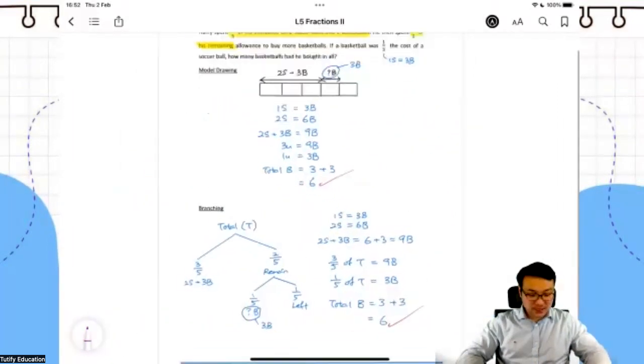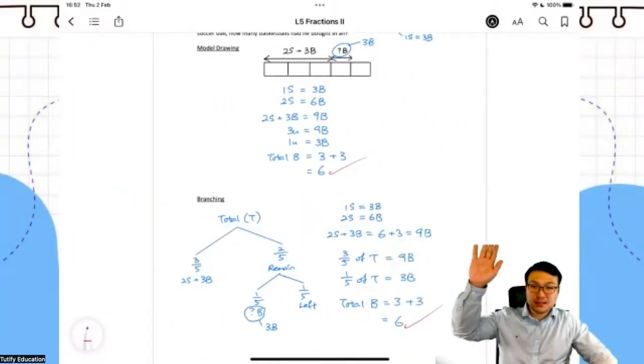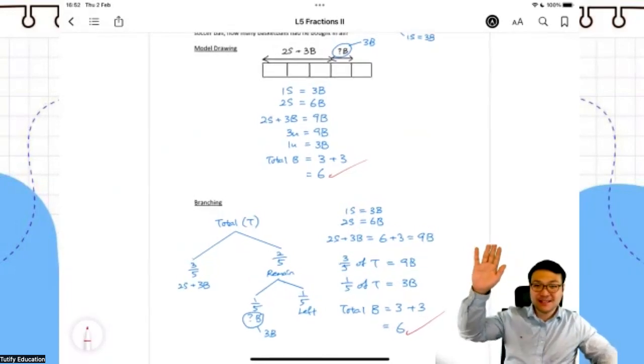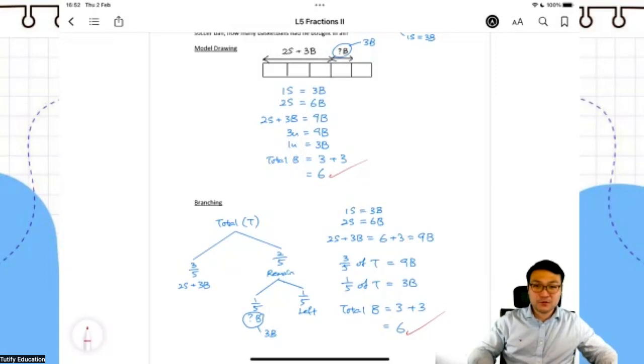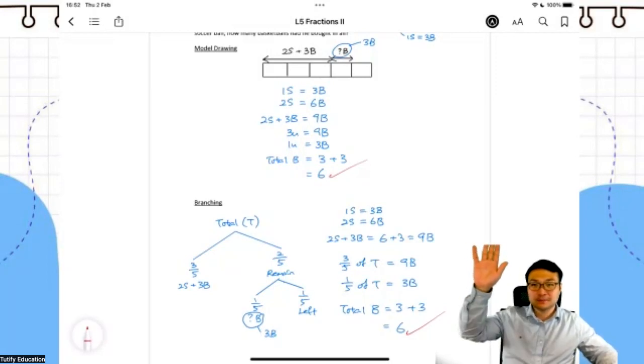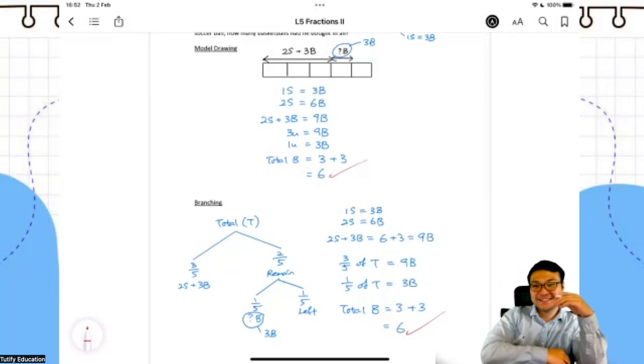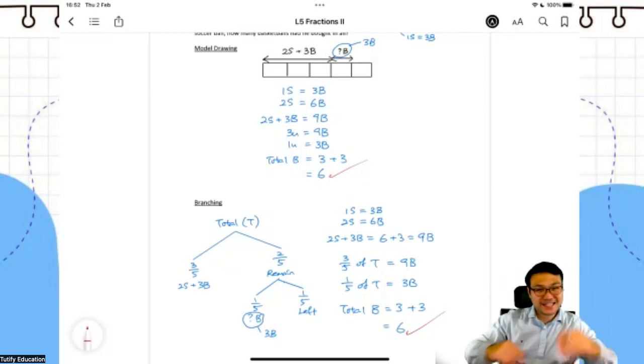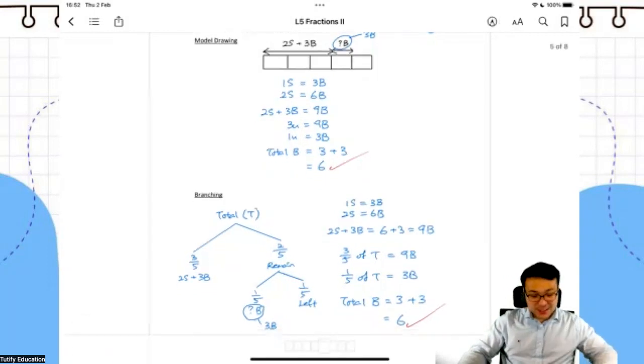So how many of you find that model method is easier to understand? Anyone? Then how many of you, put down your hand. How many of you prefer branching? Okay, so the rest of you just don't mind, is it? Both are fine, is it? Okay. Any questions before I move on?